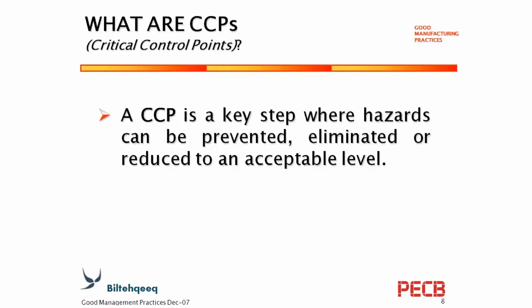What are critical control points? As I have mentioned, you have to control the hazard at some appropriate points. So these points are called critical control points. A critical control point is a key step where hazards can be prevented, eliminated, or reduced to an acceptable level. Sometimes you cannot totally eliminate a hazard, but you can reduce it in some way to an acceptable level. So this is the point from where you can prevent, eliminate, or reduce the hazard to an acceptable level.